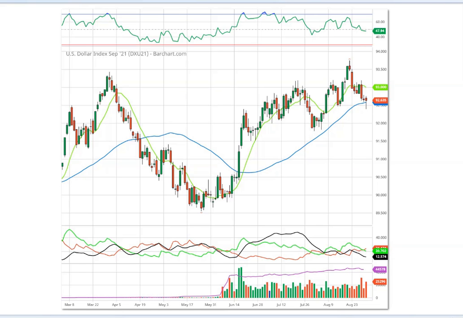Okay, so today let's start reviewing the chart patterns of 4 different stocks and commodities, and we're going to start off with the US dollar index. The symbol for this is DXU21, meaning that this is the September futures contract for the US dollar index. What we see here, this is again a 6-month chart. We see that the index made a double top here. It actually made a new high.